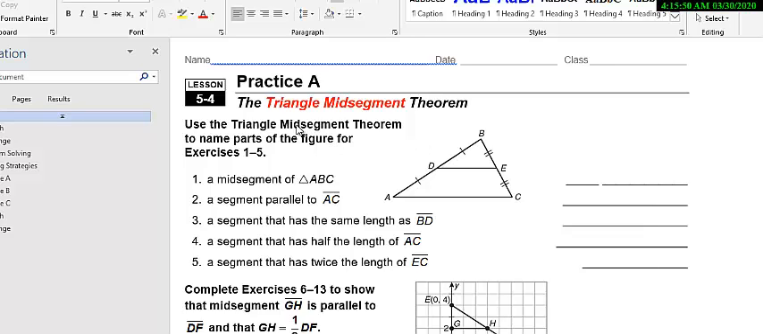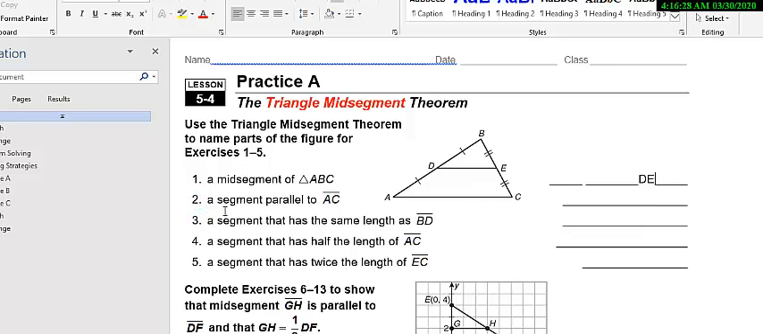So in the front view, I have given triangle ABC. The question asked me to use the triangle mid-segment theorem to name parts of the figure for the exercise from 1 to 5. So I'm gonna start off with the given condition of the figure. ABC is a triangle, D is a midpoint of AB, E is a midpoint of BC. Then DE will be the mid-segment of the triangle ABC. We need to complete the following exercise. The first one, a mid-segment of triangle ABC, so I have to name the mid-segment, which is DE. The DE segment will be the mid-segment.